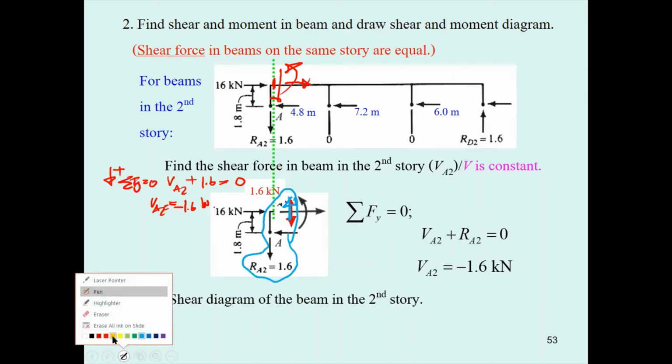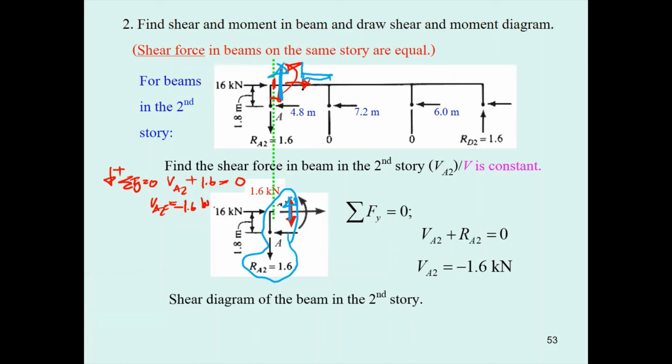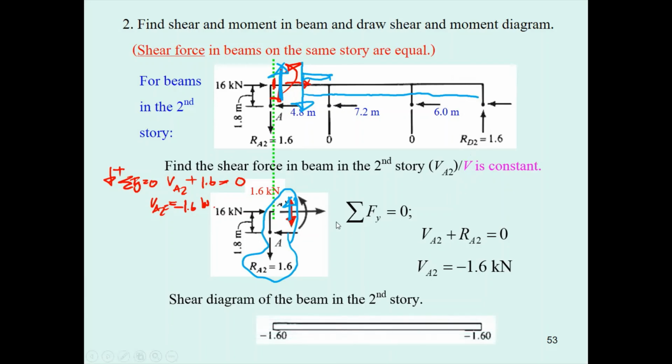And then when you consider the portion of the beam that connects to this point, the upward force here is going to be downward. And when this one is downward, the shear across here is going to be constant. So the shear diagram is going to be minus 1.6.